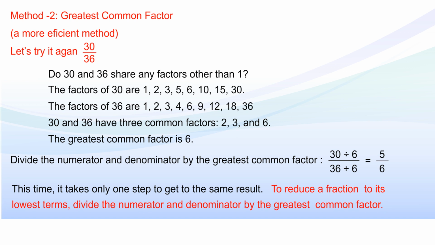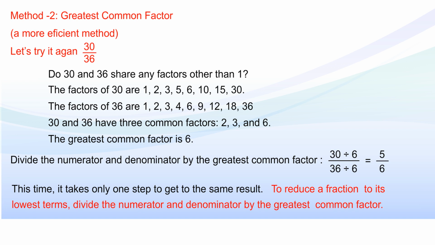Method 2. Greatest common factor. A more efficient method. Let's try it again. 30 by 36. Do 30 and 36 share any factors other than 1? The factors of 30 are 1, 2, 3, 5, 6, 10, 15, 30. The factors of 36 are 1, 2, 3, 4, 6, 9, 12, 18, 36. 30 and 36 have 3 common factors: 2, 3 and 6. The greatest common factor is 6.